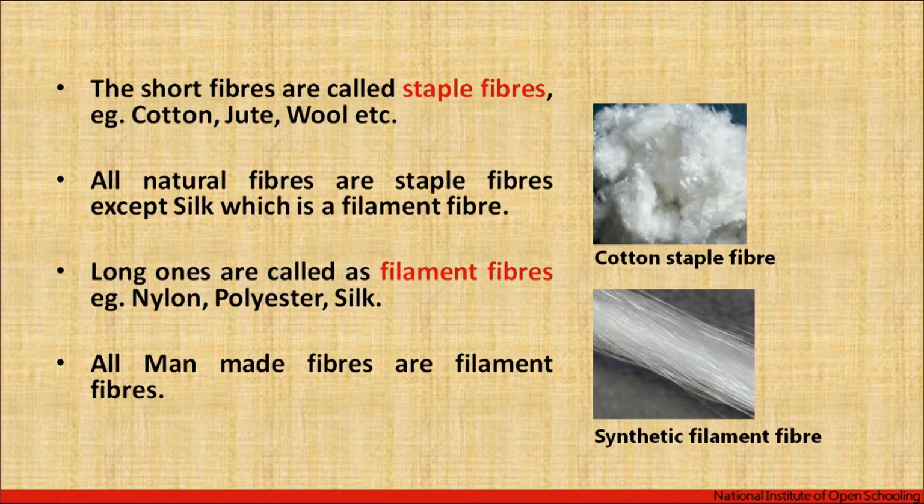You can cut filament fibers into small chunks and make them into staple fibers. Only silk, which we get from the cocoon of the silkworm, is the only filament fiber which is natural in nature, which naturally occurs as a filament fiber. As we have said, filament fibers are long fibers. Silk is the only fiber which appears naturally as a long strand.